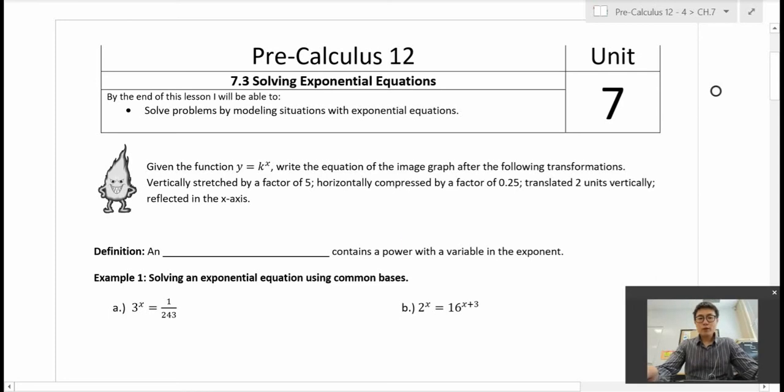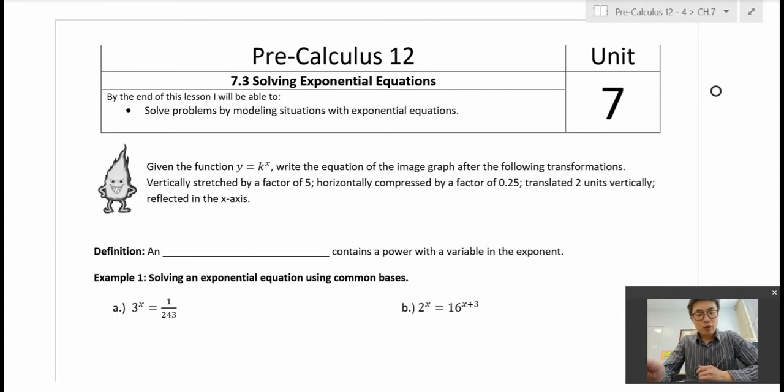All right, welcome back to 7.3. We are going to be solving some exponential equations today. Before we get to that, we are going to quickly review what we did last time. We were transforming the functions for the graph. So we're going to look at this warm-up question.